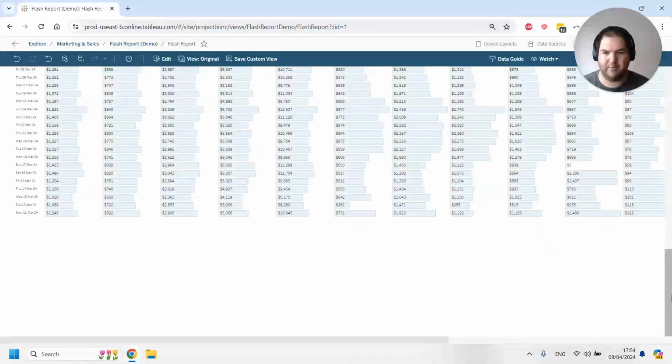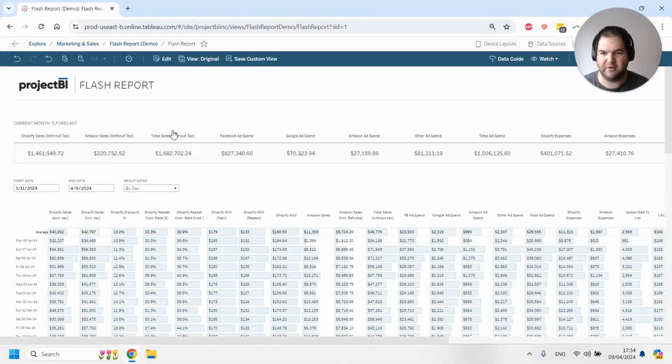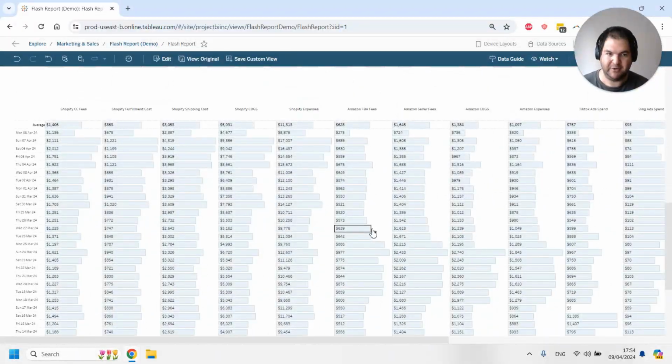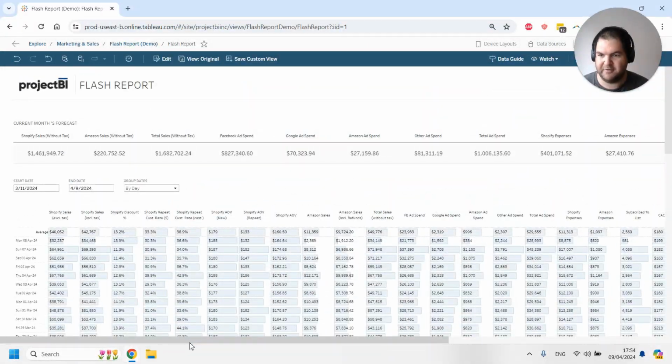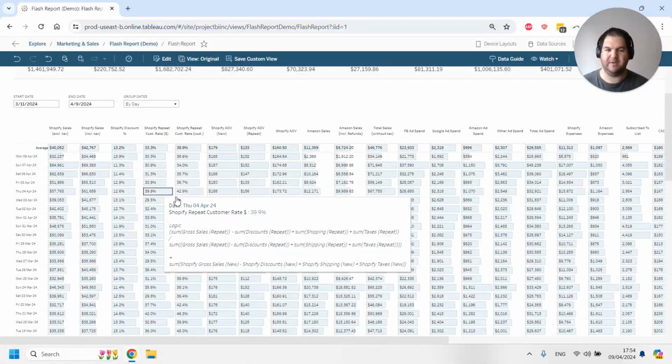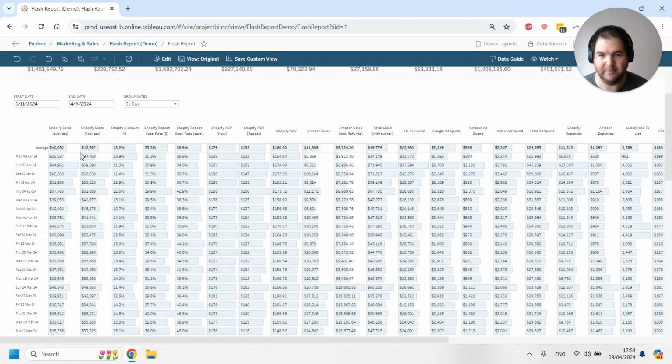So the first thing I want to point out in this dashboard is that it's got three sections. We've got the monthly forecast metrics at the top. We then have the main table, and underneath we have a supplementary table. So let's go through each piece one by one, starting with the main table.